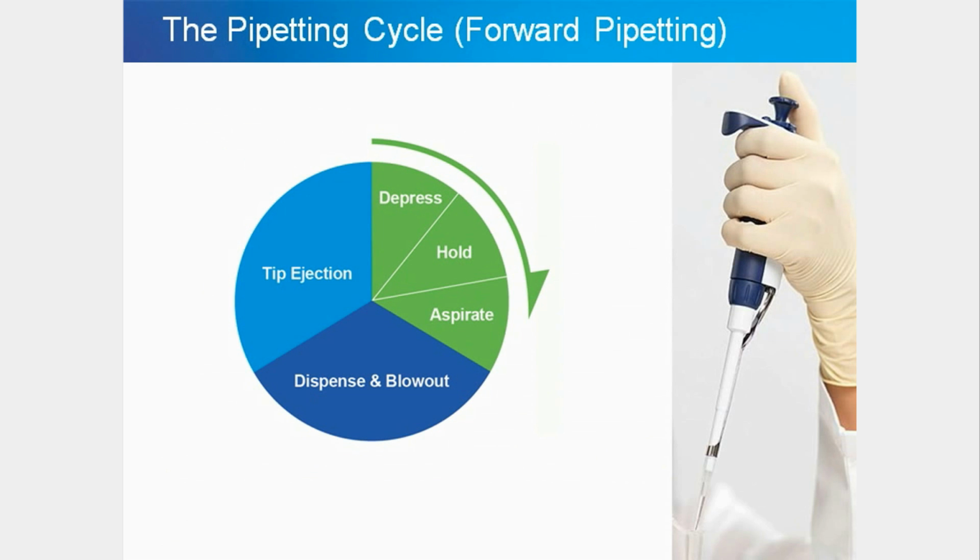On this slide, we will have a closer look at the pipetting cycle. The pipetting cycle for air displacement pipettes involves 5 steps, as illustrated in this chart. This is the typical way most people pipette, called forward pipetting. We will cover reverse pipetting in a bit. The size of each segment corresponds to a typical amount of energy or force required for each step. I'm sure most of you are familiar with this cycle, but I would like to review it briefly.